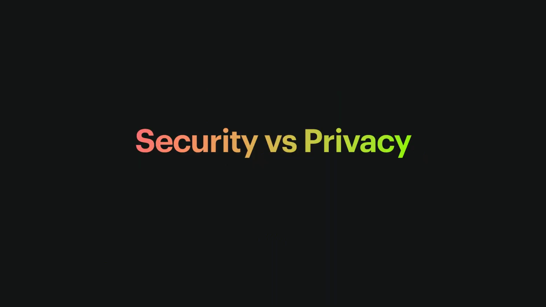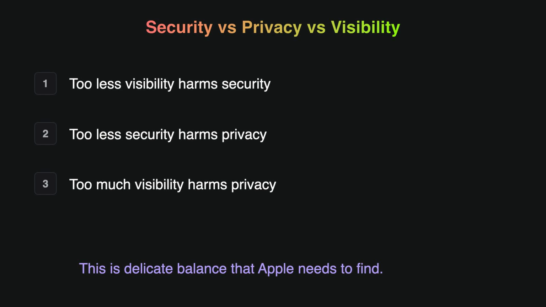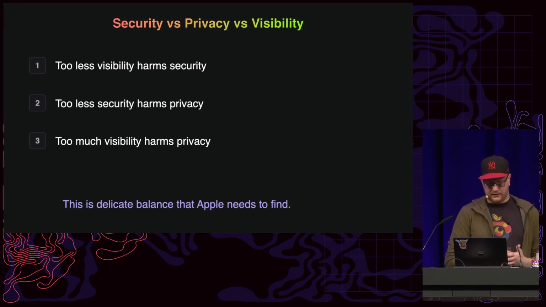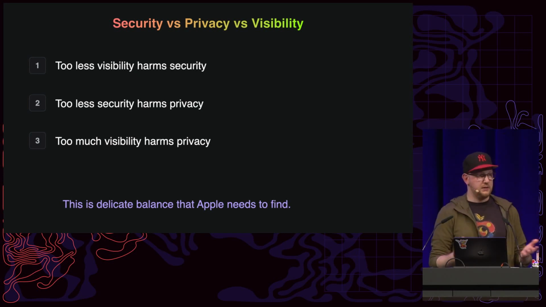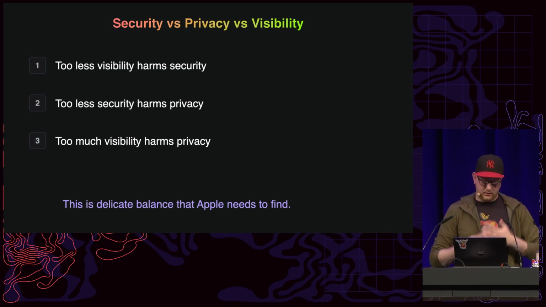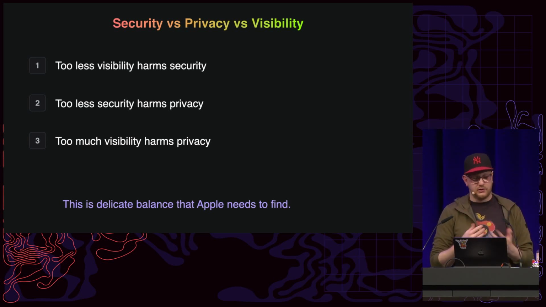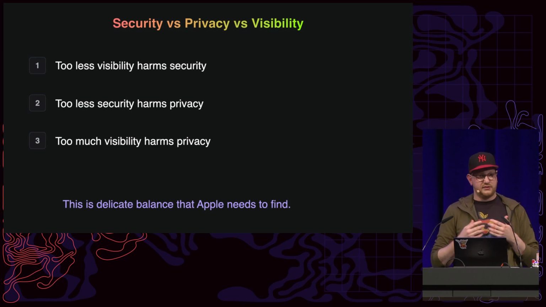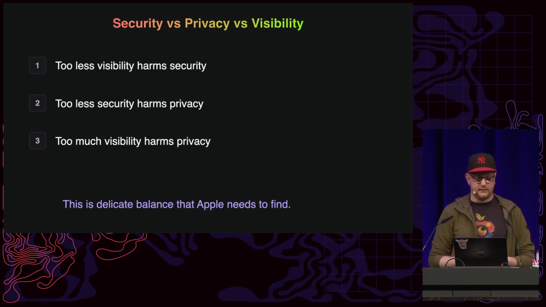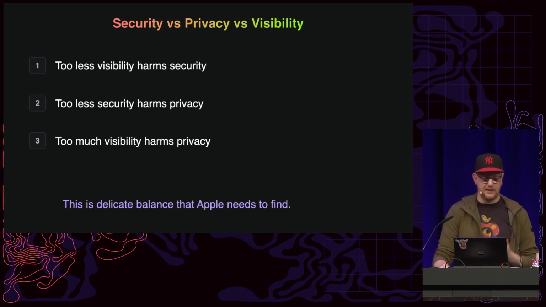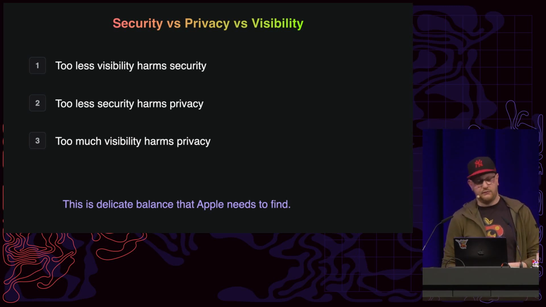A brief note on security versus privacy. This is a very delicate balance that Apple obviously has to find. If you have too little visibility on a system, you're making the privacy part for the majority of the population very, very great. But for some individuals, who are attacked with the most intricate type of malware, that level of missing visibility actually leads to the fact that their complete privacy is compromised. On the other hand, if we have too much visibility, we're harming privacy. If we have too little security on a device, we're also harming privacy.